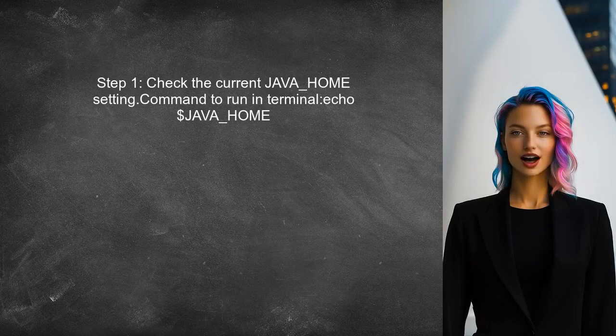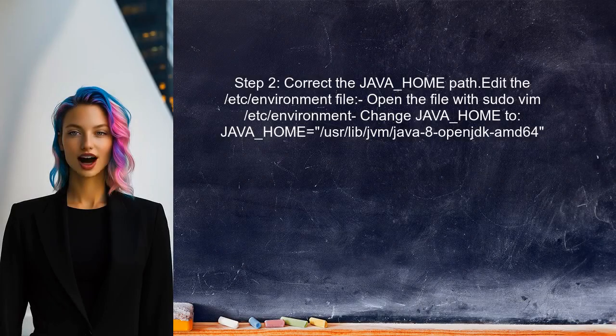To resolve the issue with the Java Home variable, the user should first check the current Java Home setting. This can be done by opening the terminal and typing the command to display the environment variable. Next, the user needs to ensure that Java Home points to the correct Java installation directory. In this case, it should not include the jre/bin/java part. The user should edit the environment file to correct this.